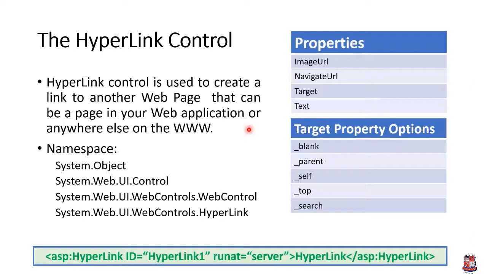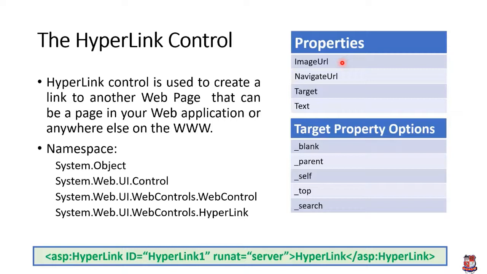Okay, then our next control is hyperlink control. Hyperlink control is used to create a link to another web page. That can be a page in your web application or anywhere else on World Wide Web. Namespace hierarchy for the hyperlink control is system.object, system.web.ui.control, system.web.ui.webcontrols.webcontrol, and system.web.ui.webcontrols.hyperlink. Now we'll discuss properties of hyperlink control. Among that, first is image URL.